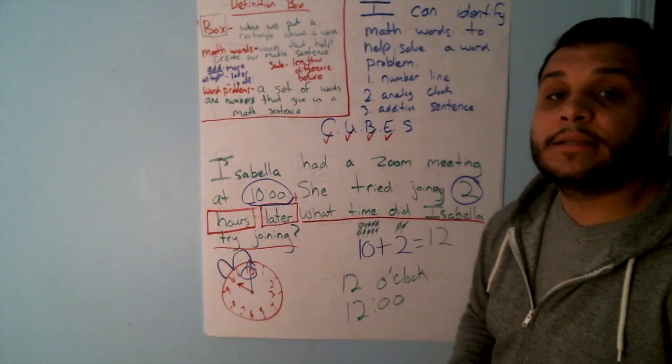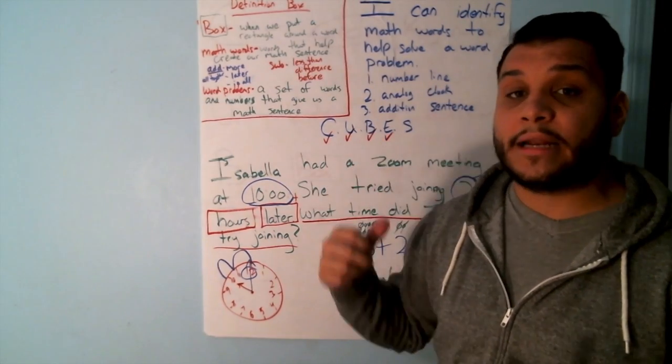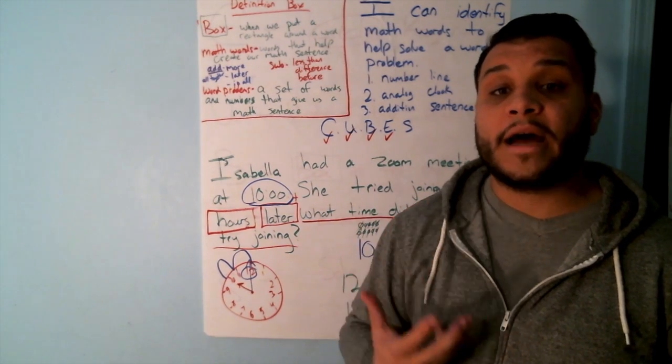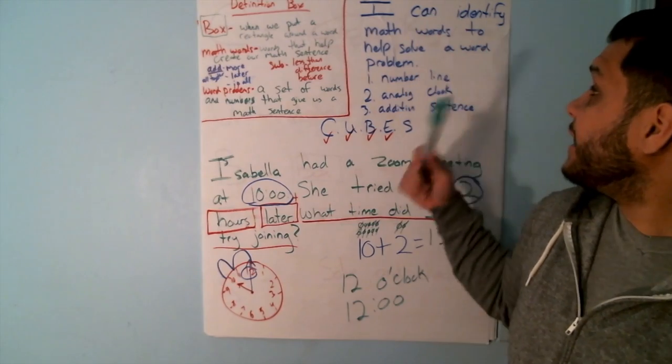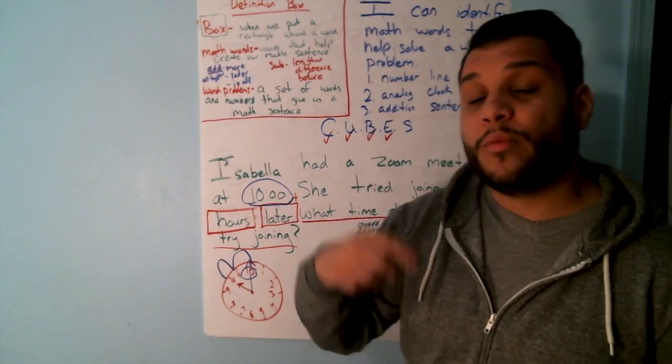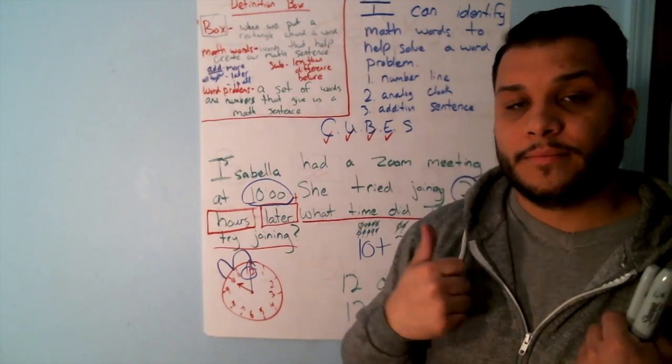Today you guys are going to continue using your cube strategy to help you find the answers to your word problem. Today, we said that we can identify math words. And when we see math words, we box them in. Perfect job today.